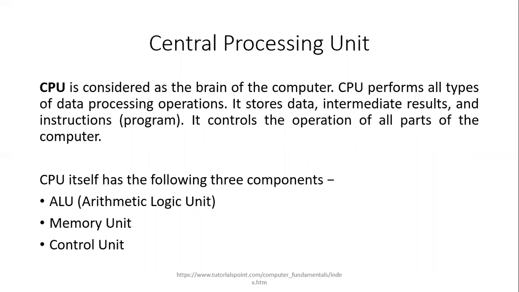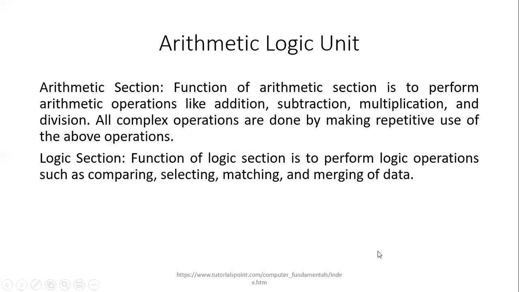A central processing unit is considered as the brain of the computer. CPU performs all types of data processing operations. It stores the data, intermediate results, and the instructions. It also controls the operations of all parts of the computer. Now, CPU itself consists of three components: ALU, MU, and CU.